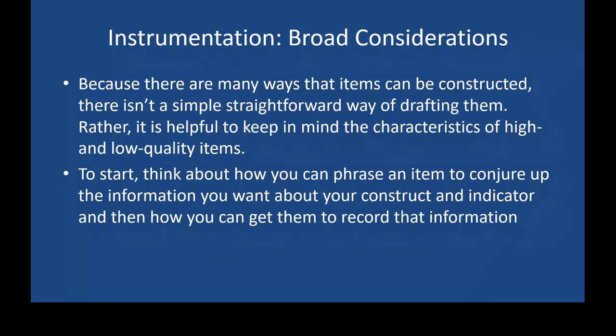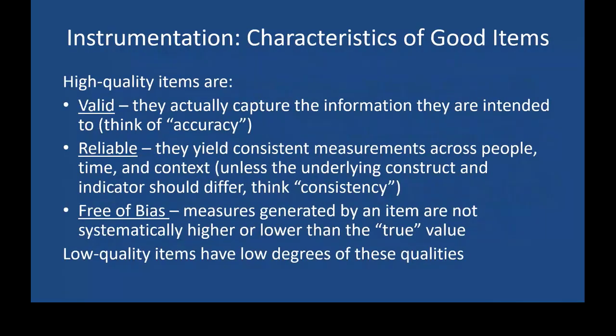So moving on to the next step: aside from these broad considerations, what are the specific things that we need to think of or worry about? Starting here with the characteristics of high quality items. What defines a high quality item should be valid. Sometimes we think of validity as accuracy, right? So we want these measures that we create to actually capture the information that they are intended to.